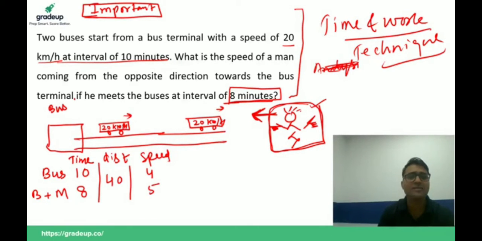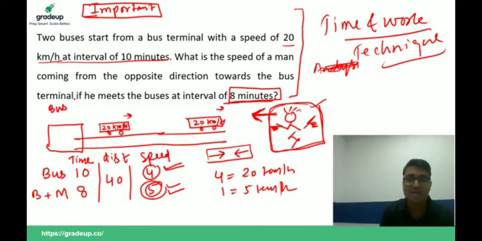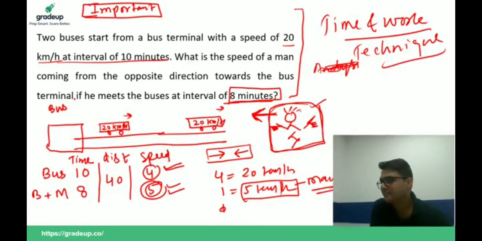That means the speed of the bus is 4 units, and the speed of bus and man together is 5 units. As the bus and man are in opposite directions, the speeds should be added. In this question we have been given that the speed of the bus is 20 km per hour. Then 1 unit is equal to 5 km per hour, and we have to find the speed of the man. If the speed of the bus is 4 units and the speed of bus and man is 5 units, then the speed of the man is 1 unit. So the speed of the man is 5 km per hour. This is the right answer.